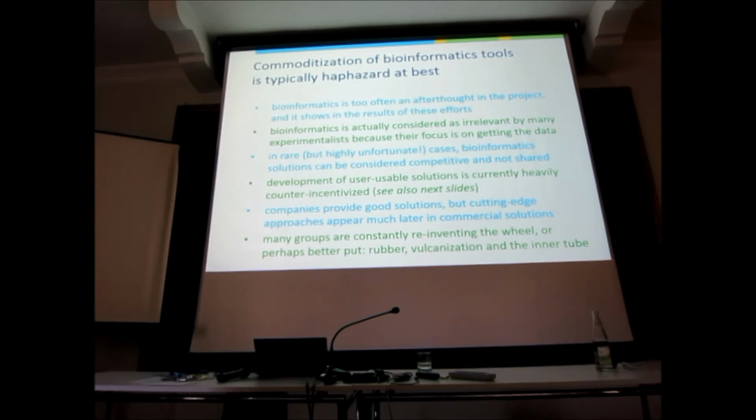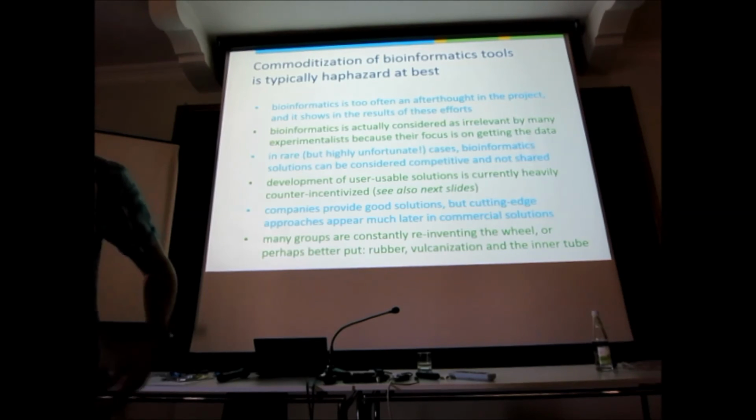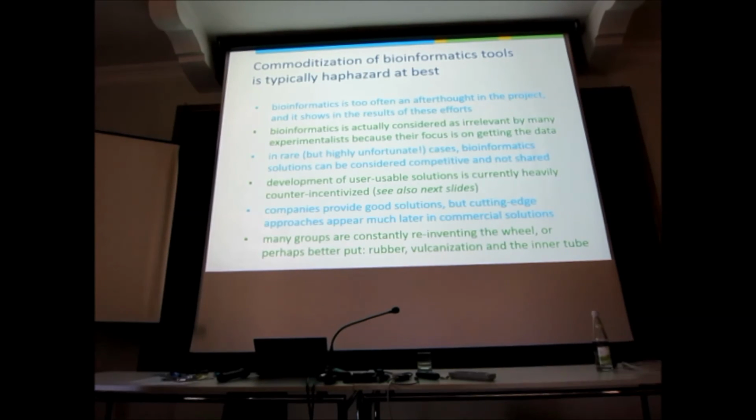So, the commoditization of bioinformatics tools is haphazard at best. Why? Bioinformatics is too often an afterthought in the project. It's true. And it shows in the results of the bioinformatics efforts, because they're hacked. They have to be done quickly on no money. Bioinformatics is actually considered irrelevant by many experimentalists because their focus is on getting the data. There's nothing wrong with that. Right? However, it does impact the ability to do a decent analysis if you don't care about what happens next. In rare, but highly unfortunate situations, bioinformatics solutions are considered competitive. And people say, we can do this amazing thing. I'm not going to show you.